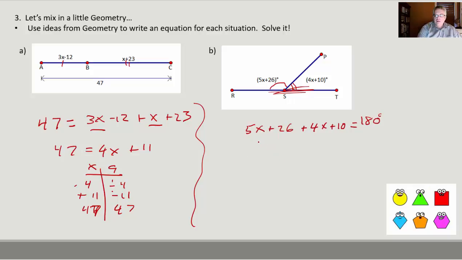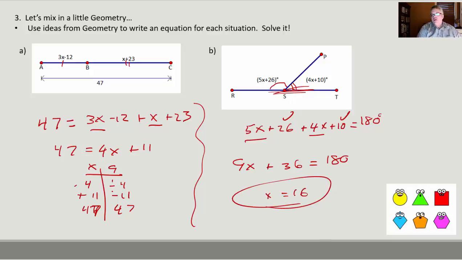All right, combine like terms. We can put those two together, 9x. We can put the 26 and the 10 together, plus 36 equals 180. Okay, I'm going to skip the backtracking. If you do this, you get x equals 16. Now sometimes they might ask you to go back and find the angles. So you could substitute 16 in for x, and I believe you get this angle would be 106, and this one would be 74. Okay, so I didn't this time just find x, but they could ask that as well.